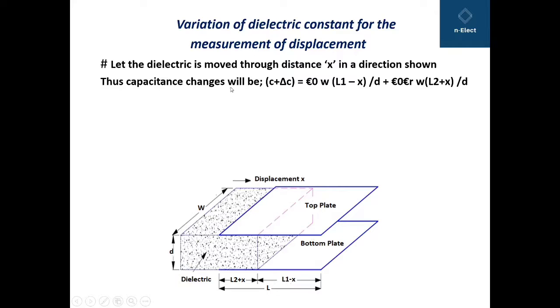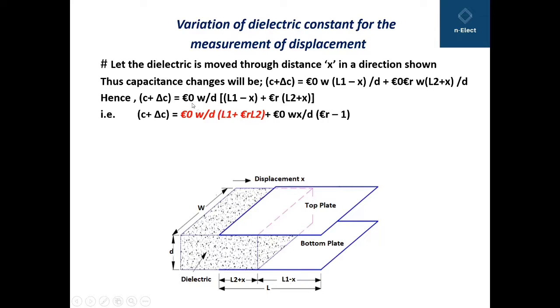Thus, the capacitance changes. Initially the capacitance was C, now the change in capacitance is delta C. So the total capacitance we are now considering as C plus delta C, and that is equal to epsilon 0 W into bracket L1 minus x upon D plus epsilon 0 epsilon R W into bracket L2 plus x upon D. By adjusting the terms on the right hand side, we can take epsilon 0 W upon D common, and into bracket we will get L1 minus x plus epsilon R into L2 plus x.